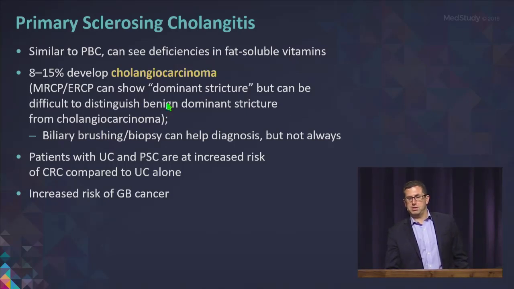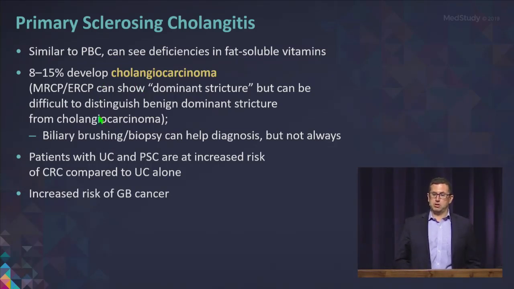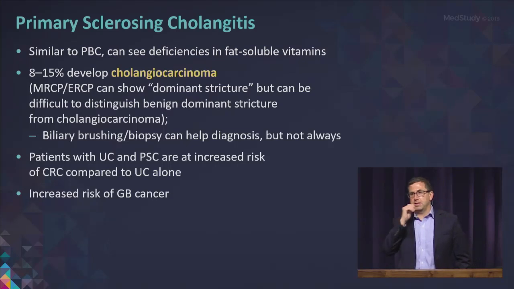Similar to PBC, you could see deficiencies in fat-soluble vitamins, and importantly, there's a high risk of developing cholangiocarcinoma. So this might show up as a dominant stricture on an MRCP or an ERCP if the ERCP was done. But sometimes this could be difficult to distinguish from a benign stricture. Sometimes you could do biliary brushings or biopsies. This can sometimes help establish this diagnosis, but not always.